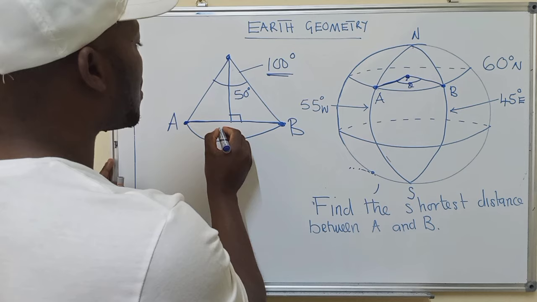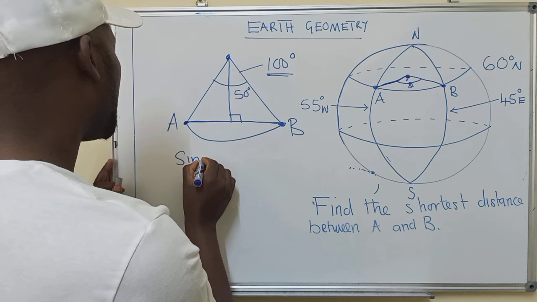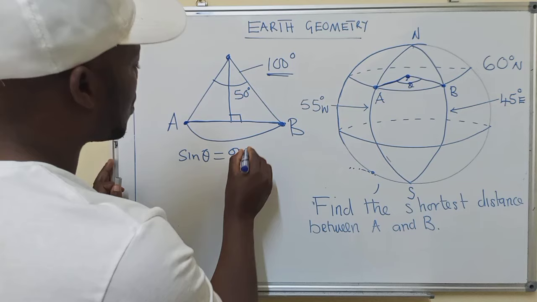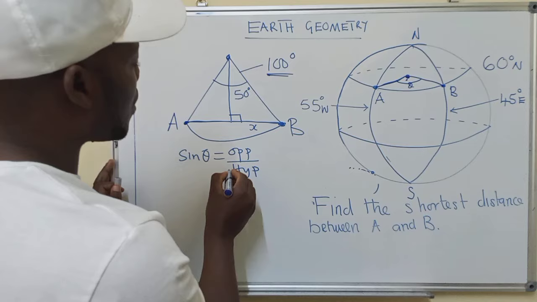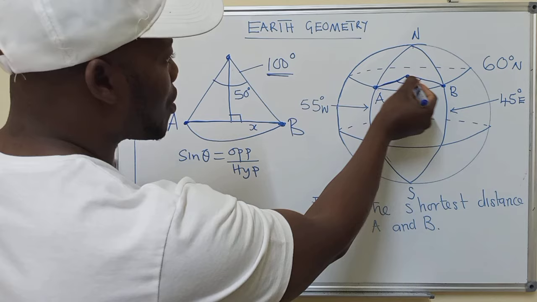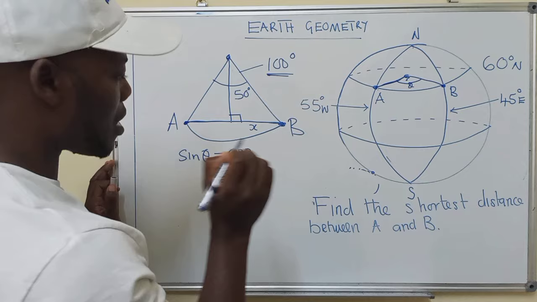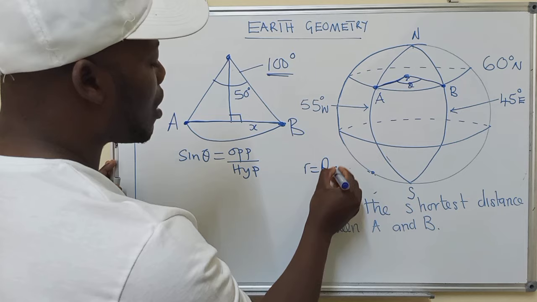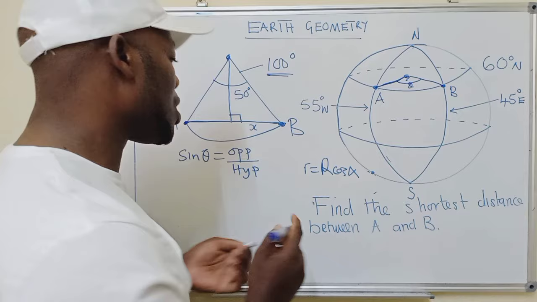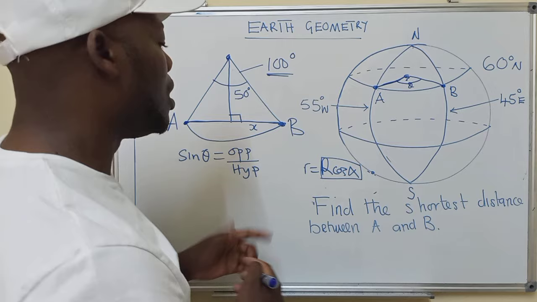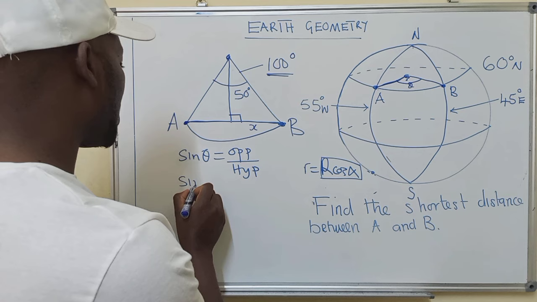Then we need to use the sine. Sine theta is equal to opposite over hypotenuse. We use SOH CAH TOA. So the opposite is x, and the hypotenuse is the radius right here. When finding the radius, the normal radius, like the one we use in mensuration, in Earth geometry it becomes R cos alpha. So here we shall put sine 50 degrees.